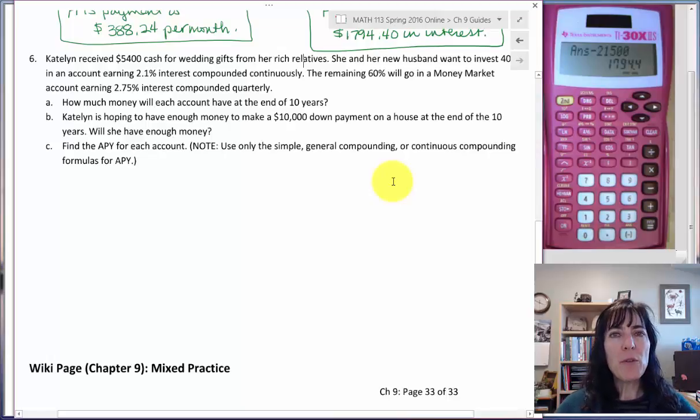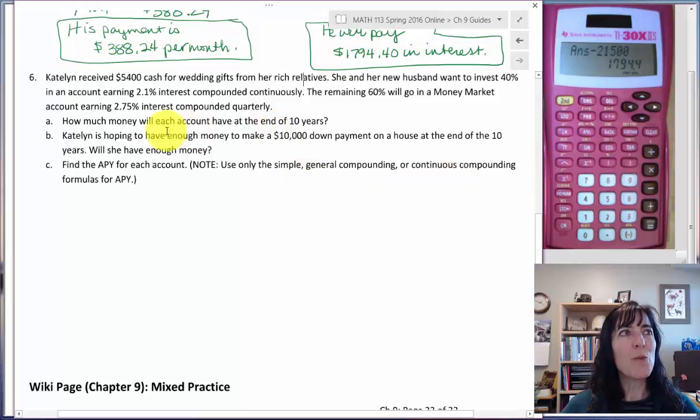Caitlin received $5,400 cash for wedding gifts from her rich relatives. She and her new husband want to invest 40% in an account earning 2.1% interest compounded continuously. The remaining 60% will go in a money market account earning 2.75% interest compounded quarterly. How much money will each account have at the end of 10 years?